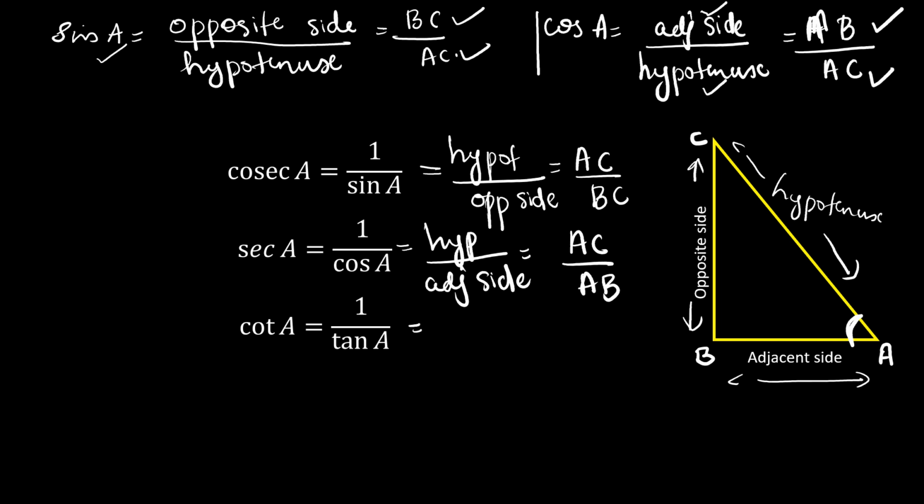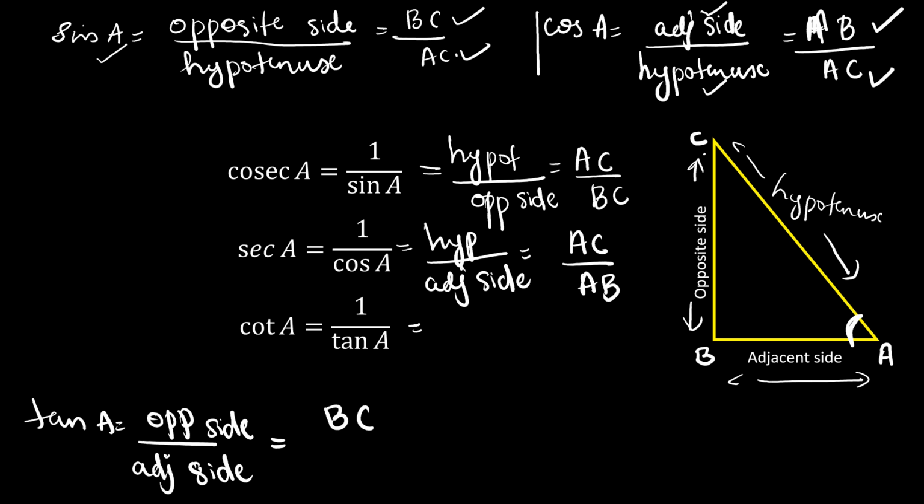Now cot A will be the reciprocal of tan A. Tan A is opposite side divided by adjacent side. That is, opposite side is given as BC, adjacent side is AB.